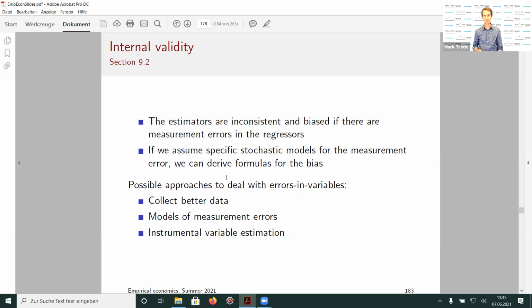So we've talked now, I'm running out of time, I just realized. We've talked now about 3 potential threats to internal validity: omitted variables, omitted variable bias, misspecification, and the errors in variables problem. I will talk about the other 2 problems next week.